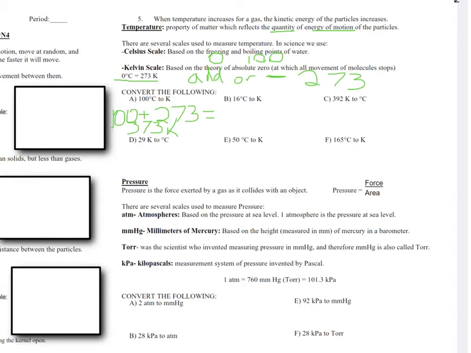Now going from Kelvin to Celsius, 29 Kelvin plus or minus 273 equals a certain number of degrees Celsius. In this case, we're subtracting. Going from Kelvin to Celsius would be subtracting. And you end up with a negative 244 degrees Celsius. Make sure you complete the other 2 as part of your homework.